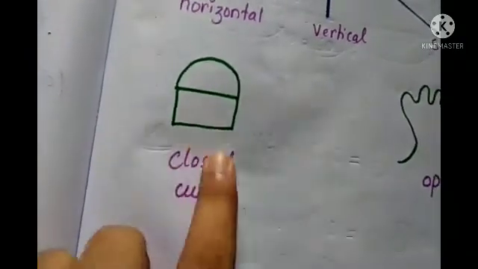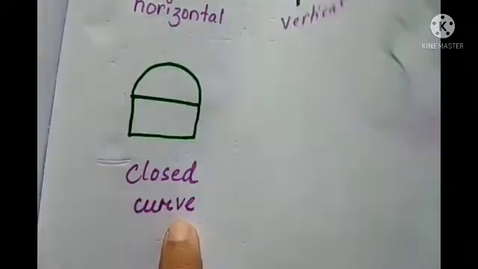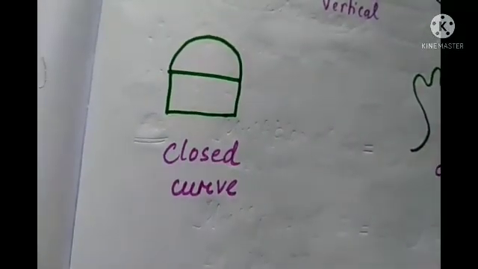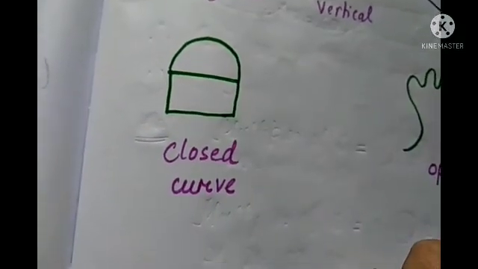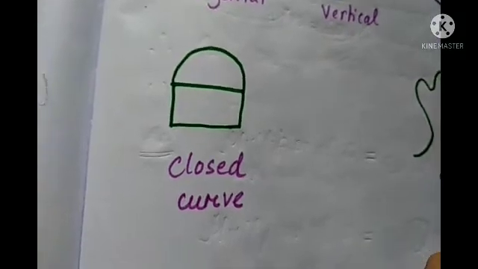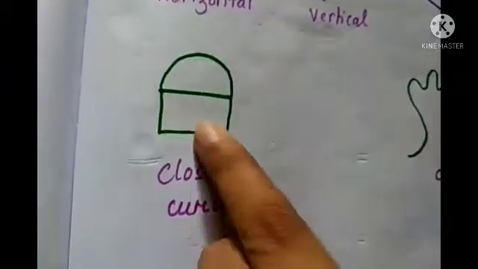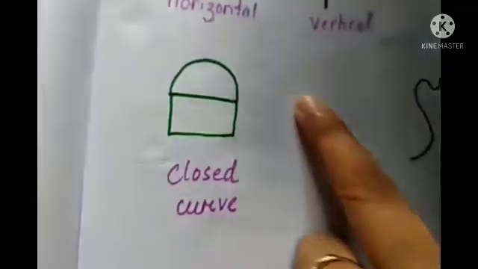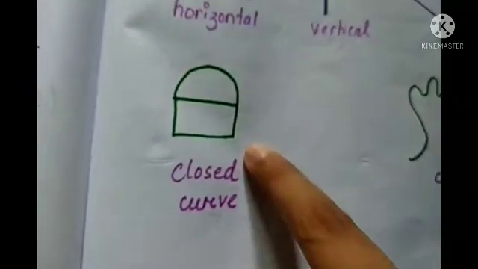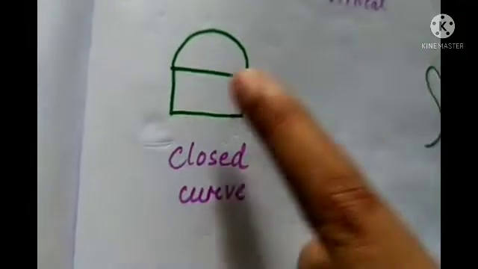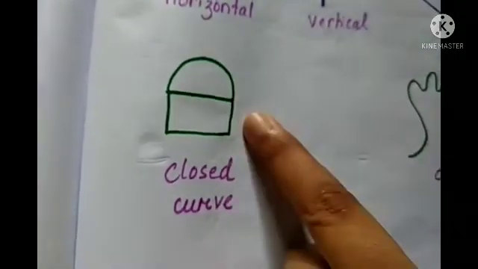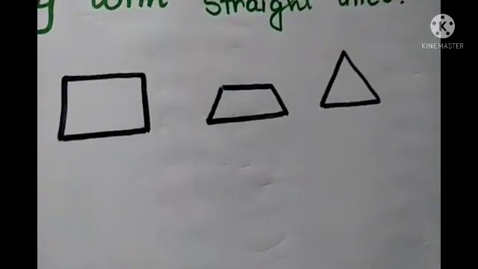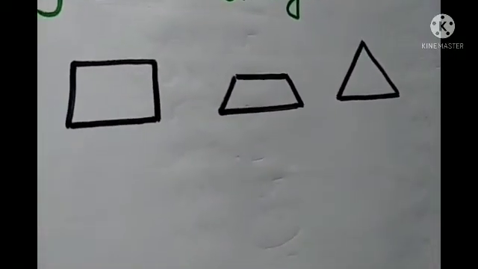And one more thing about a closed curve: a closed curve does not cross itself. It's a simple closed curve, okay? That means if you can see here, I didn't cross any line, no double or crisscross, anything like that. So this is also considered a simple closed curve, okay? Let's see some more examples. These are some figures, and these are called simple closed curves, okay?